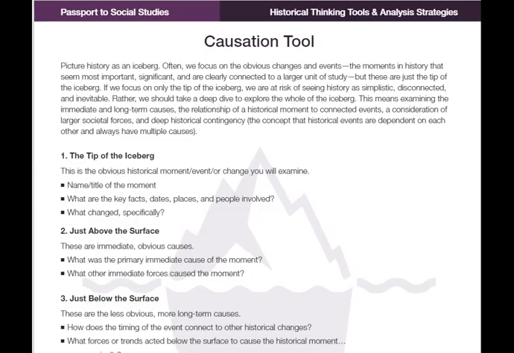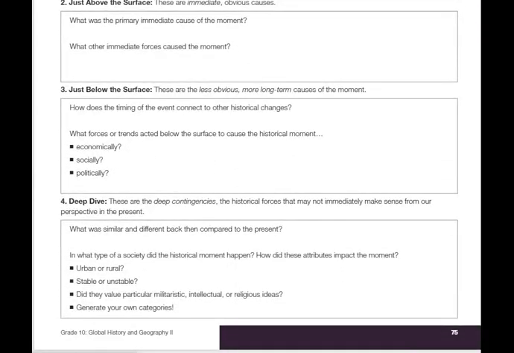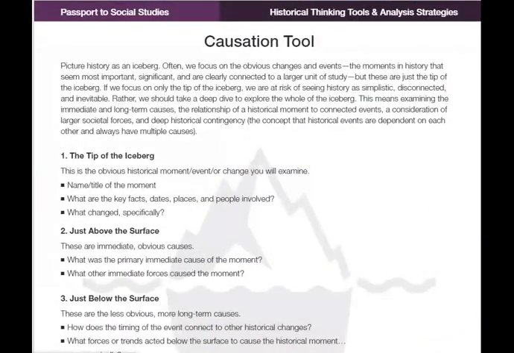So the causation tool, here it is in all its glory. It says Causation Tool. And you look at it, it gives you directions, and then it gives you an organizer. So let's look at the beginning before we go further. It says Causation Tool. Picture history as an iceberg. Even has an iceberg in the background if you take a look. Often, we focus on the obvious changes in events, the moments in history that seem important, significant, and are clearly connected to a larger unit of study. But these are just the tip of the iceberg at the very edge. Remember, only the top of the iceberg sticks out in the water.